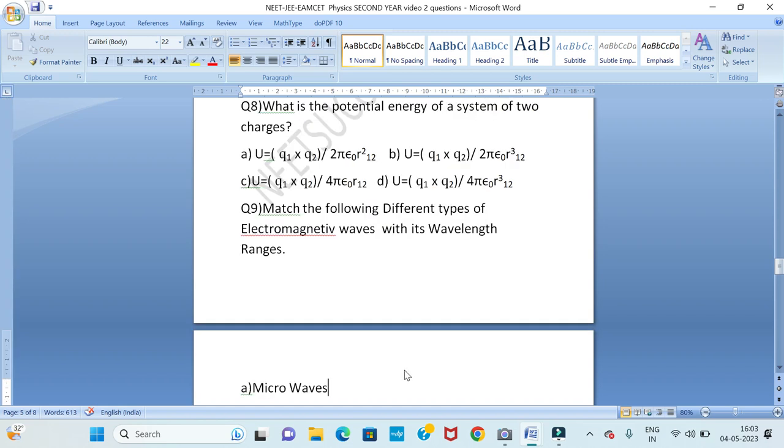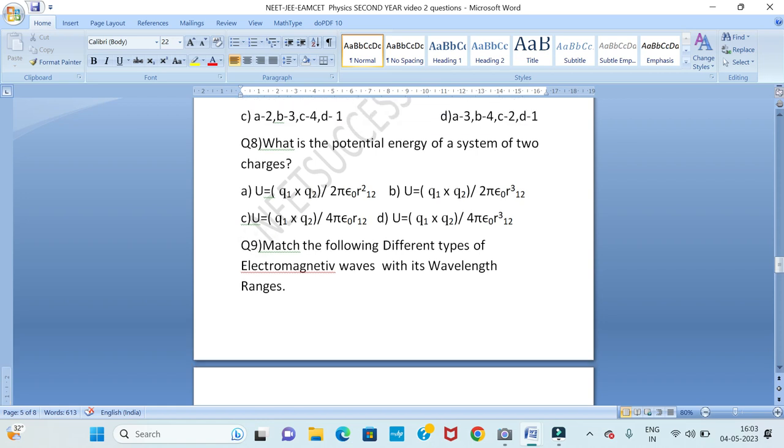Next, what is the potential energy of a system of two charges? Potential energy of a system of two charges.